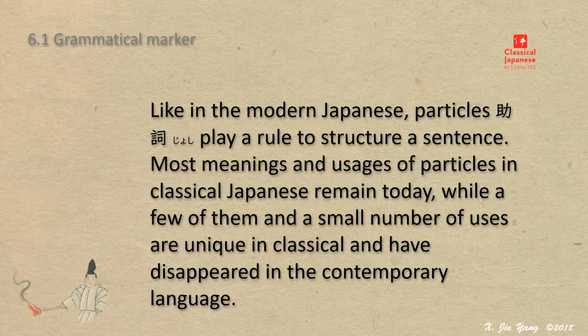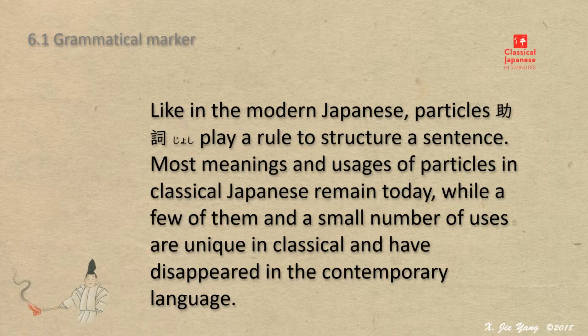Particles represent the most basic and fundamental feature of the Japanese language. A particle follows a word, including nouns, verbs, and adjectives, and indicates its function in a sentence, or provides additional meanings. In Japanese, the name for particle is joshi, or assisting word.